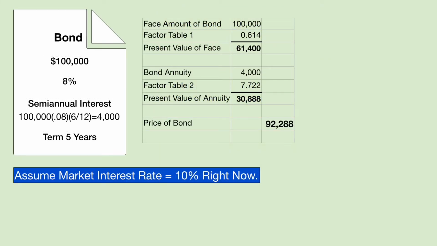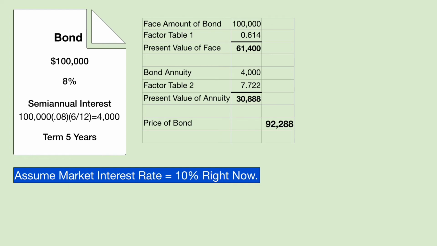Okay, here's a completed example of the formula. We have to assume a market interest rate that is most likely different than the contract rate printed in the bond. The market rate changes continuously, like the temperature outside changes continuously. So the market rate in this case is higher than 8%. Let's look at this calculation now.